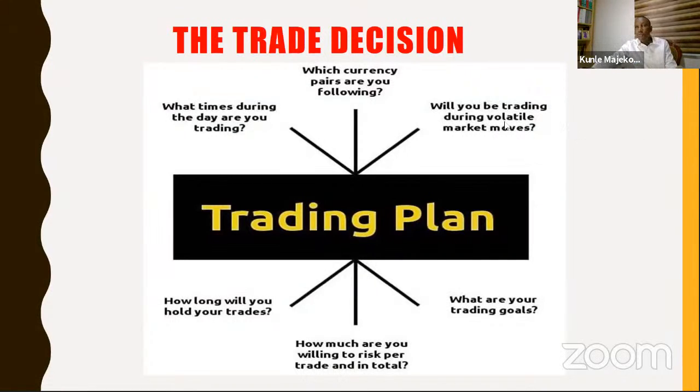The next thing is, will you be trading during volatile periods? Volatile means when the market is jumping up and down. Maybe there's some information or news or some event happening that is making markets unstable. Some people don't like it, they don't trade in such markets. Do you want to be trading in it?